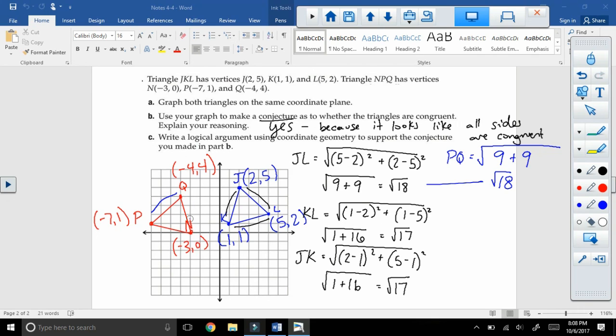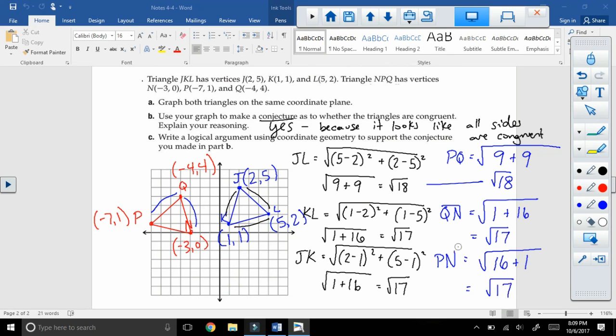It's impossible really to tell what side these other ones correspond with. It's not going to really matter. We have QN. Distance between the x values is 1. 1 squared is 1. Difference between the y values is 4, and 4 squared is 16. So that's the square root of 17. And then the last one there, PN, the distance between the x values is 4. So that's going to be 4 squared, which is 16, and the distance between the y values is 1. 1 squared is 1, and that's the square root of 17 also.